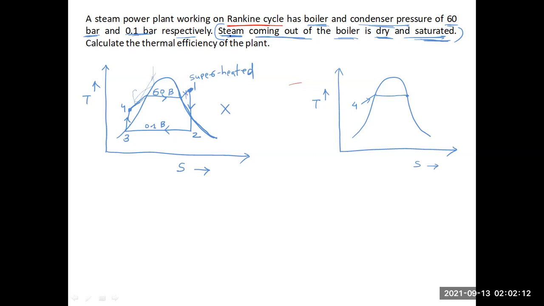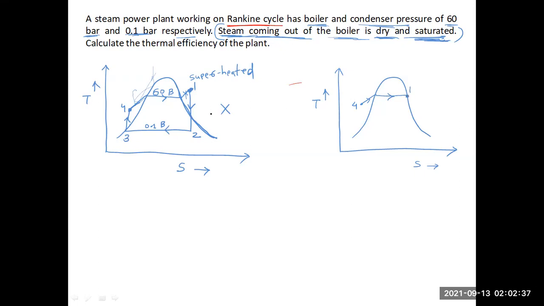Why? Because the demand of the question is steam coming out of the boiler is dry and saturated. So this point, that is nothing but the exit point of the boiler. It will indicate that the exit of the boiler is dry and saturated. Okay, so this is the entrance point of the boiler, 0.4, and this is the exit point of the boiler, that is 0.1. After that, what happens?